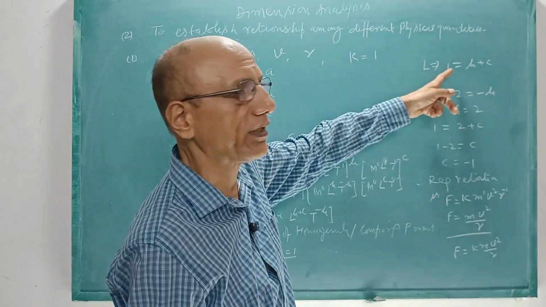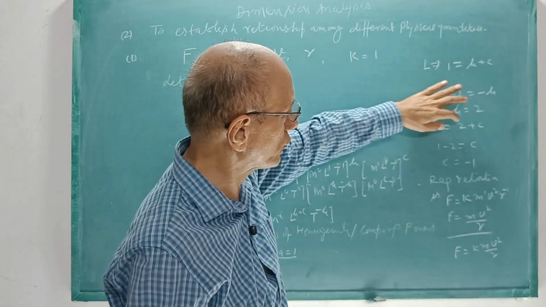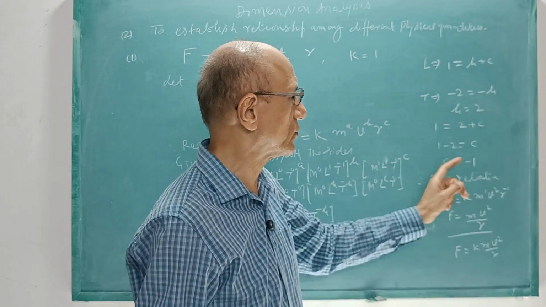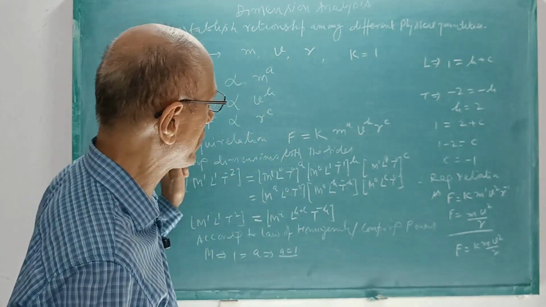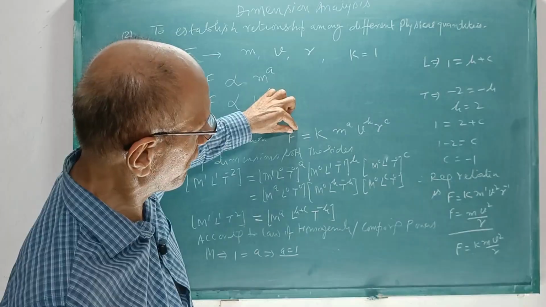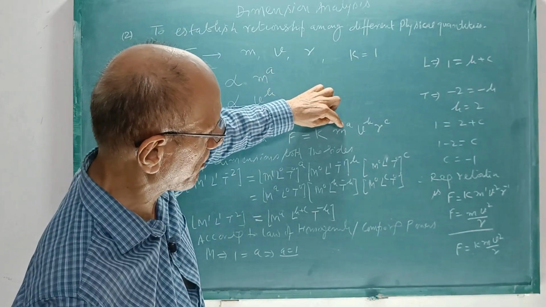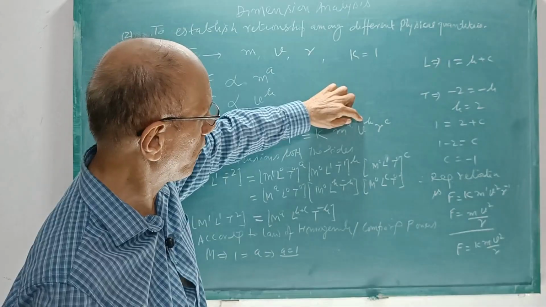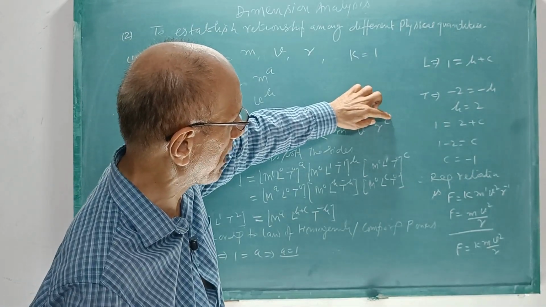Now putting this value in this equation, we get 1 equals 2 plus c. So c equals 1 minus 2, so c equals minus 1. Now the given relation will become, putting the values here, f is equal to k m raised to power 1, v raised to power 2 and r raised to power minus 1.